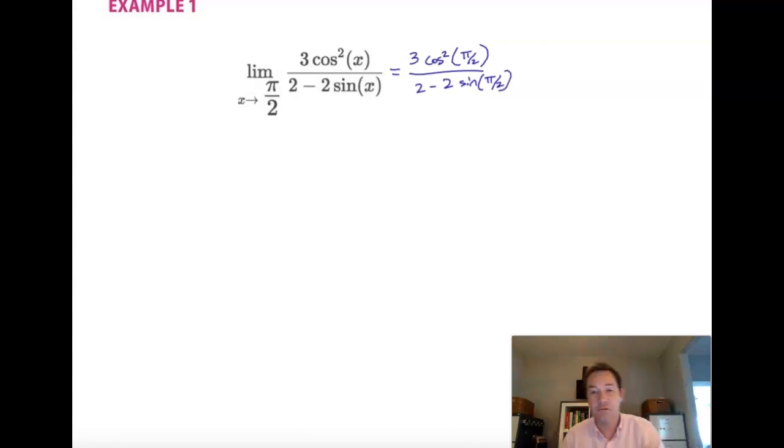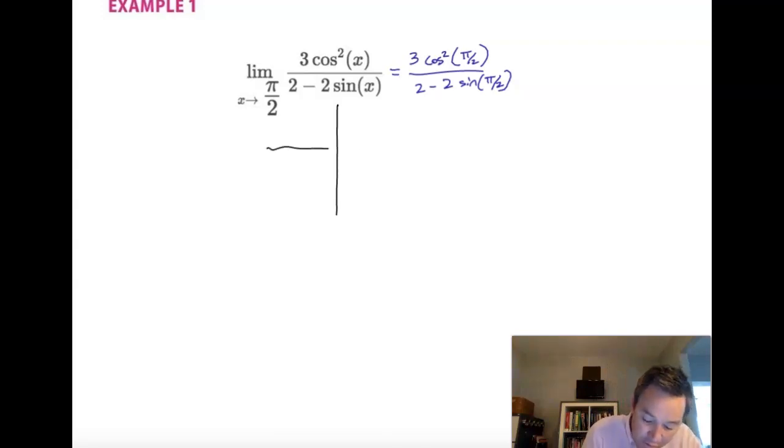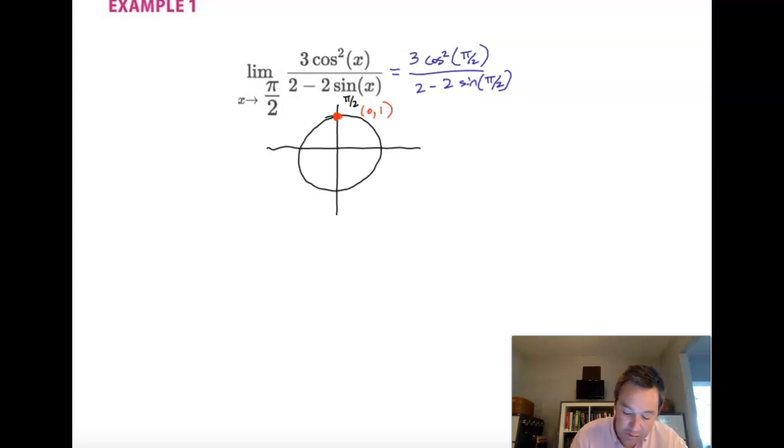So let's do a little review of how to actually utilize the unit circle. So in a case like this, we would know, okay, pi over 2 is up there. Here's my unit circle. That coordinate on the unit circle would be the coordinate 0, 1. And so then I could recognize, oh, okay, so sine of pi over 2 is 1 and cosine of pi over 2 is 0. And that'll help me to evaluate this.